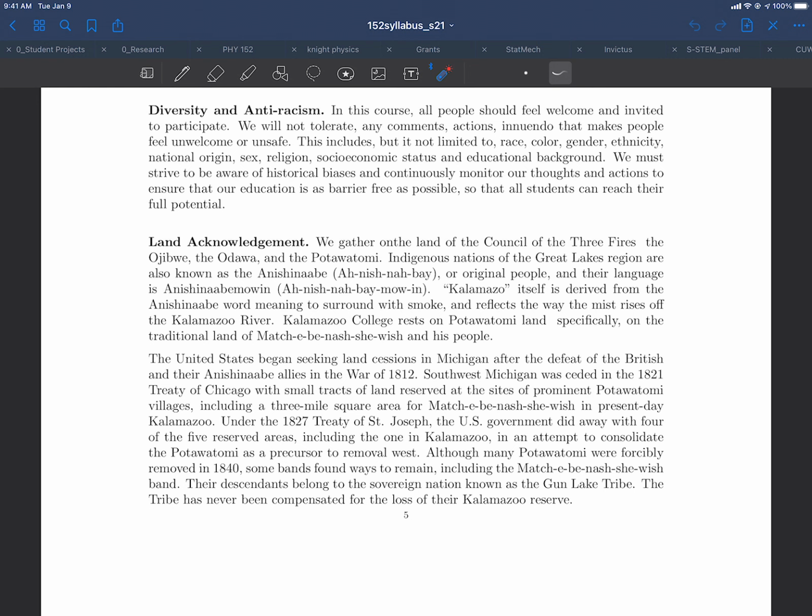So that land acknowledgement's there. You can read it. You can look into it. If you ever want to talk about it, reach out to me. I'd love to have a conversation with you.